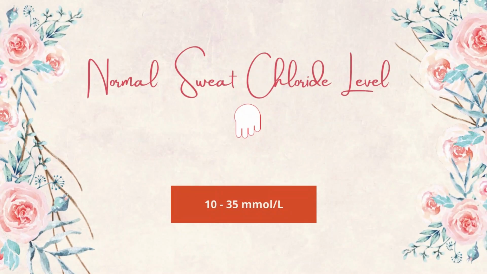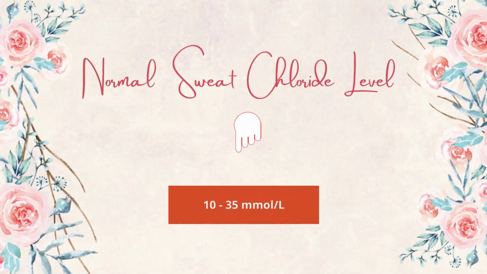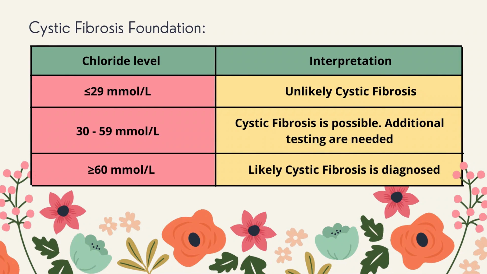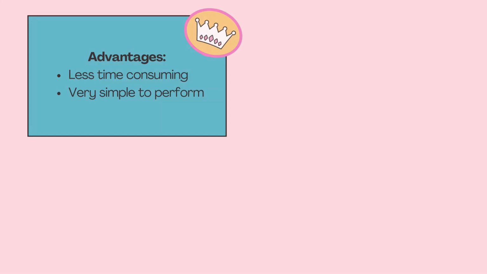The normal sweat chloride level is 10 to 35 millimole per liter. From this table, we can see the range of sweat chloride level and how to interpret it. This test is much easier to perform and less time consuming.